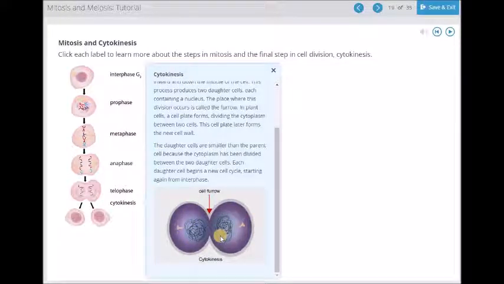I know this is getting confusing, but that copying did not happen during the M phase. That copying happened back in the S phase. And you got to remember that, all right? So that's how mitosis works.